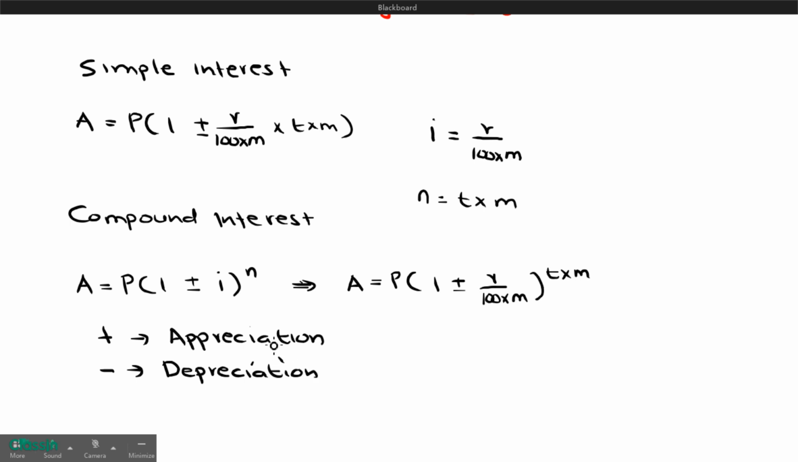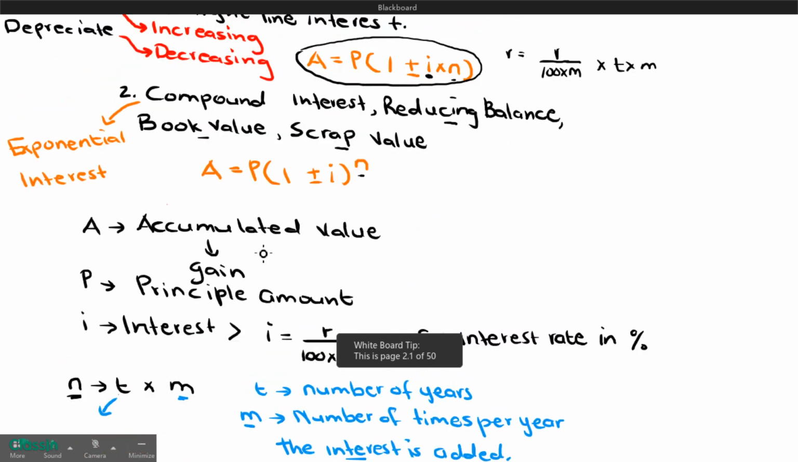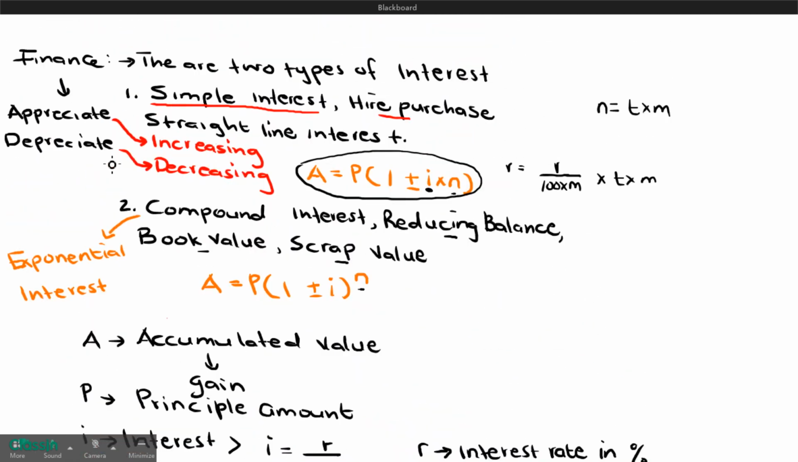That is why I said the value of money can either increase or decrease. It can either appreciate or depreciate. That is why we have one plus or minus, plus or minus. So now, for the formula using simple interest, any other thing, it means that this one tells you about appreciation.